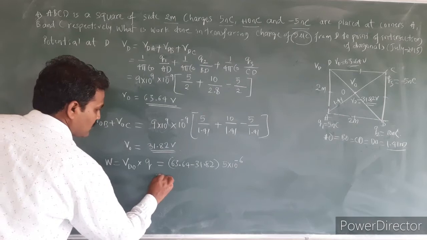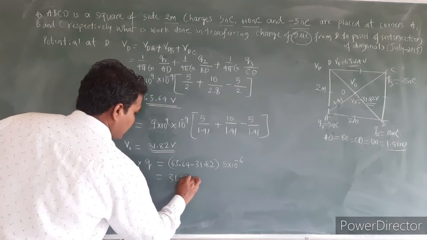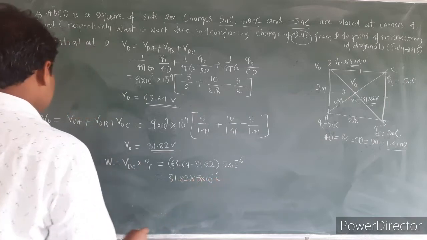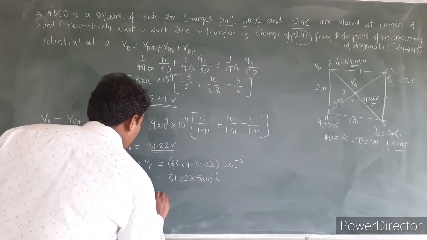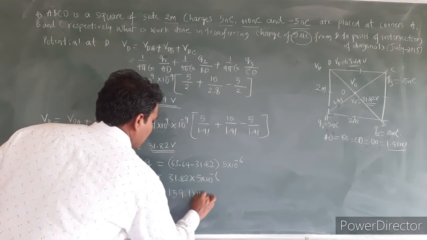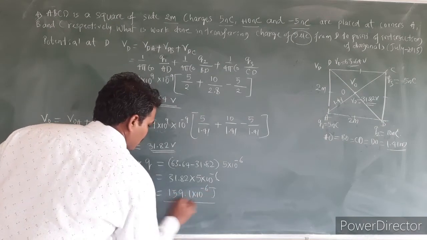Yes. So that is equal to what? 31.82 into 5 into 10 to the power of minus 6, which is what? W is equal to 159.1 into 10 to the power of minus 6 joules.